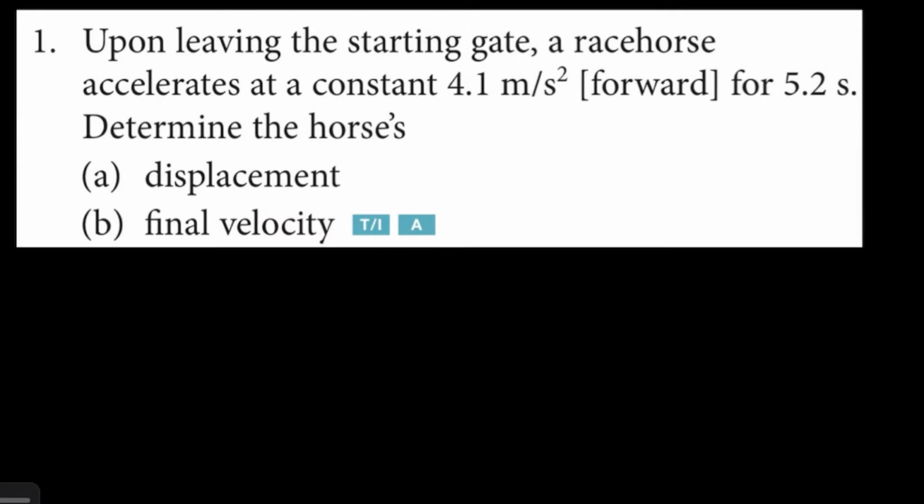Starting from the first question though, we have: upon leaving the starting gate, a racehorse accelerates at a constant 4.1 meters per second squared forward for 5.2 seconds. Determine the horse's A, displacement, and B, final velocity.